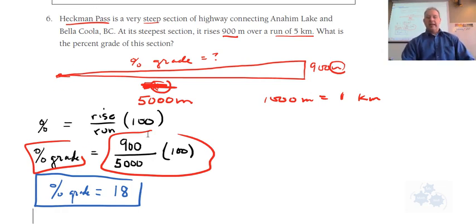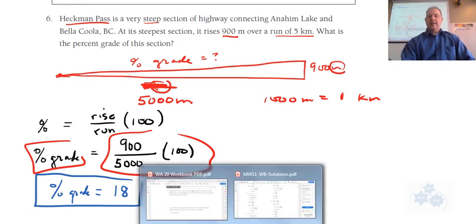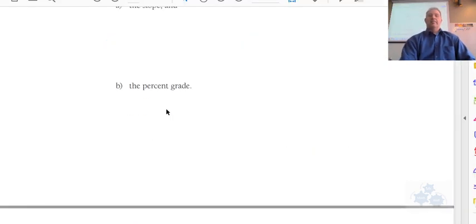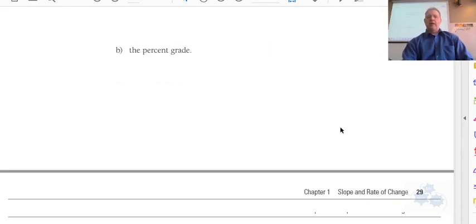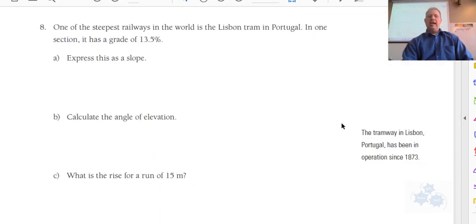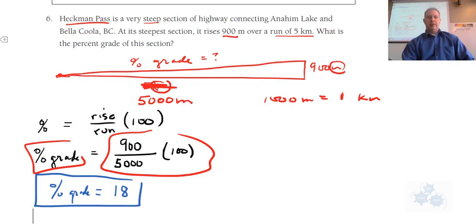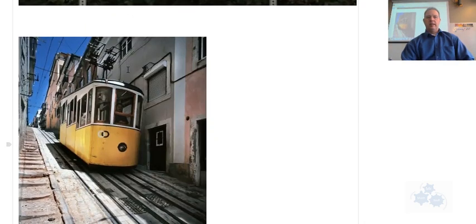Okay, so that's number 6. That's number 6. And we have number 7. Okay, so there's number 7. And we have number 8 as well. This is talking about a train in Lisbon, Portugal. And actually, I have a picture of that one too. Would you look at that? Yeah, look at this. Down here.